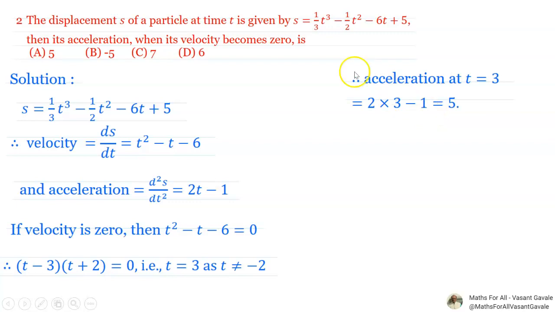Then what will be the acceleration when the velocity is 0? Acceleration is 2t minus 1. Substitute t is equal to 3. Then you will get 2 into 3 minus 1 is equal to 5. Okay. Now the option A is correct here.